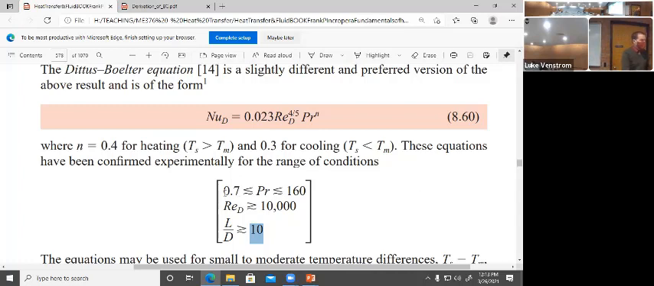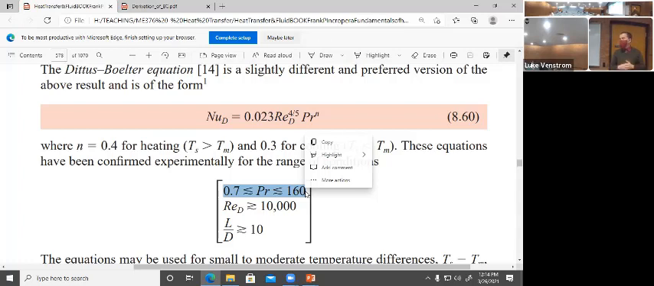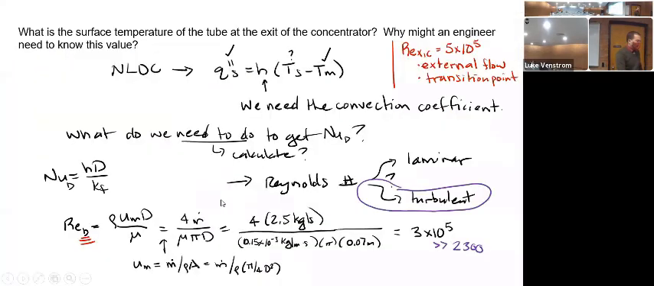The only other thing we have to check is the Prandtl number. We weren't given the Prandtl number directly in our information, so we have to go check that, but I can tell you for oils, we're going to be okay here, for the oil that we have. So I just grab this correlation and apply it. The Nusselt number is 0.023 times the Reynolds number to the 4/5 times Prandtl to the 0.4, and that's equal to h times D over the fluid thermal conductivity. So I can calculate h from this.